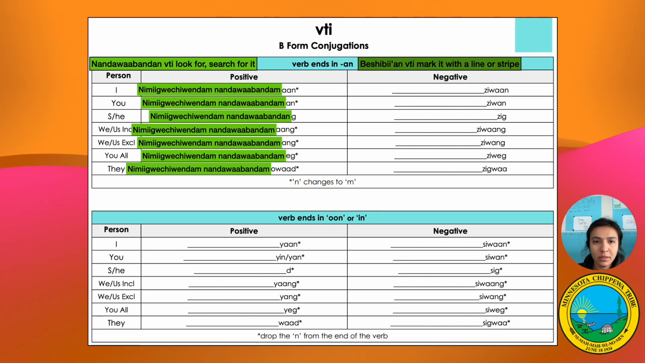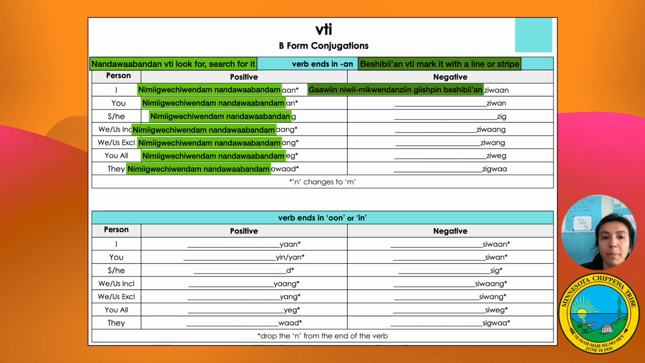Be should be un. We're using a different verb here to make our negative B form conjugations make a little bit more sense. So be should be un is to mark it with a line or a stripe. He or she marks it with a line or a stripe, like a tally. If I'm trying to say when, he, she, they, we don't mark it with a tally, that's the A form we have to refer back to for context. So, gawin newi mekwaindanzin, I will not remember if I didn't make a tally.